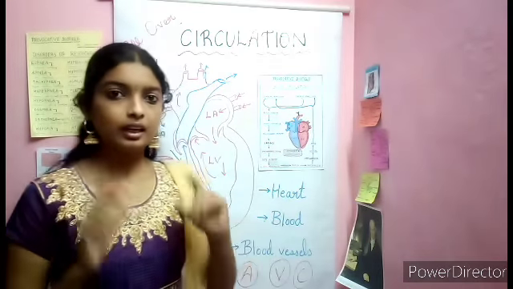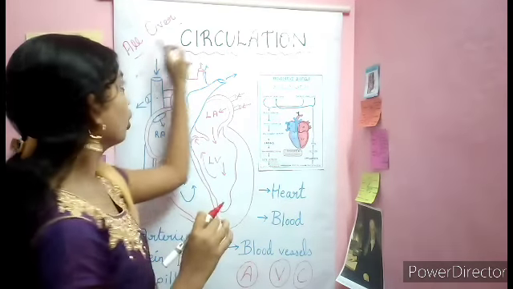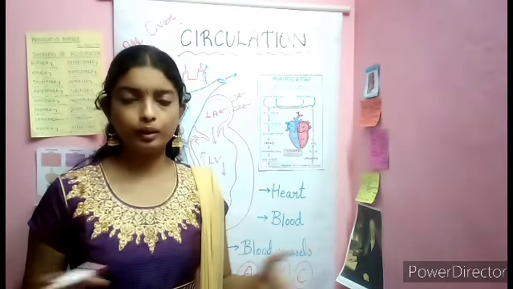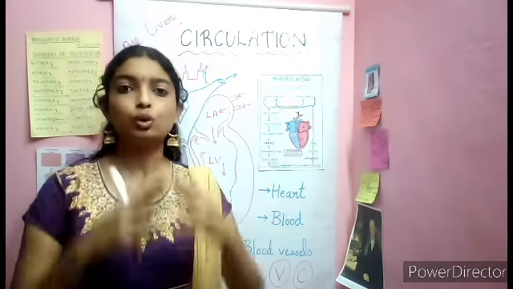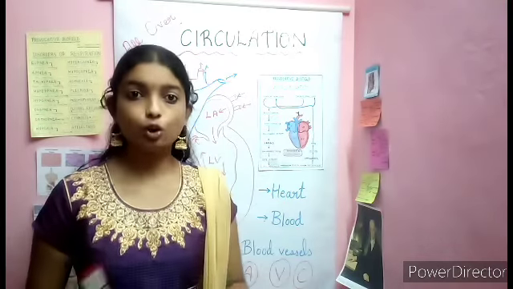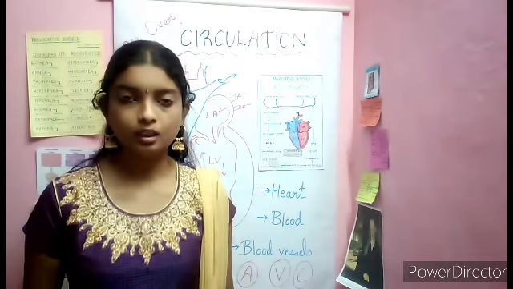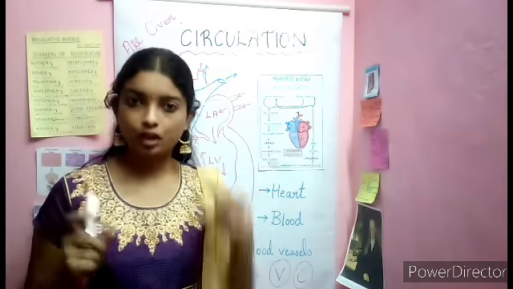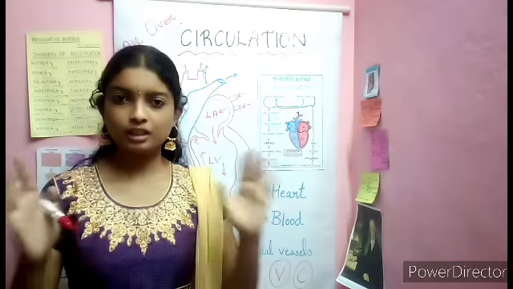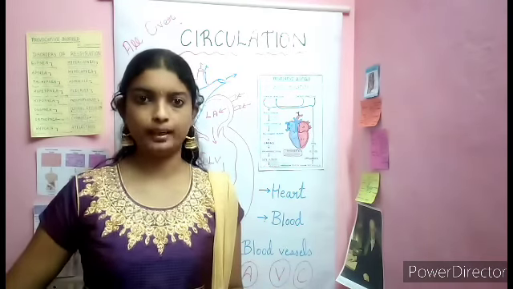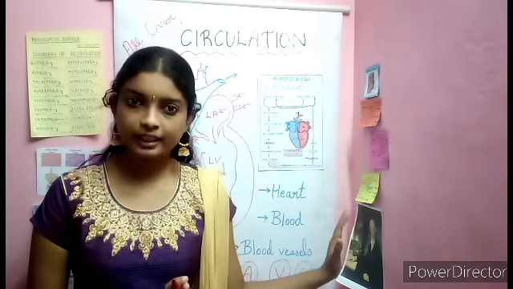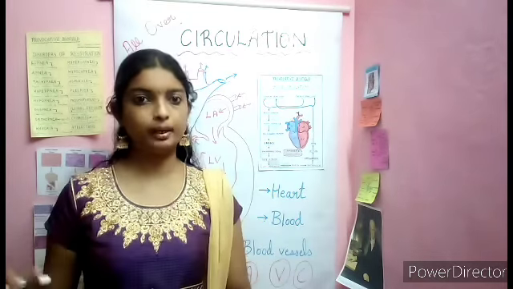To remember this, let's remember a mnemonic called "all over." What does all over mean? Your arteries supply oxygenated blood throughout your body, so it supplies all over your body. A for arteries, O for oxygenated blood. Just remember this and you automatically remember that veins are for deoxygenated blood.